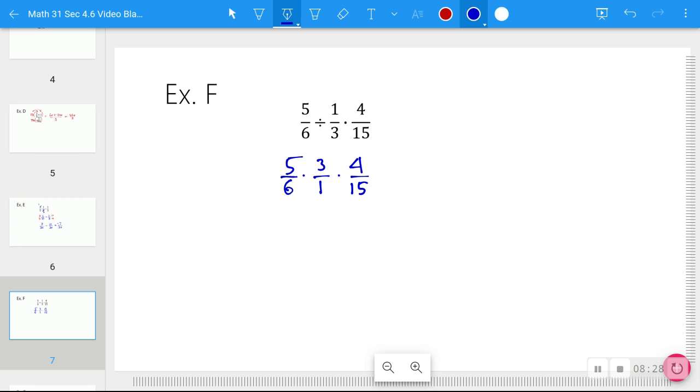So that gives, let's see, 15. Actually, at this point, we can do a bunch of cross canceling. So let's do that. Divide by 3 and divide by 3. Divide by 5 and divide by 5. And then we can even do this. Divide by 2 and divide by 2. So now we're left with 1 times 1 times 2. And on the bottom, 1 times 1 times 3. Okay.